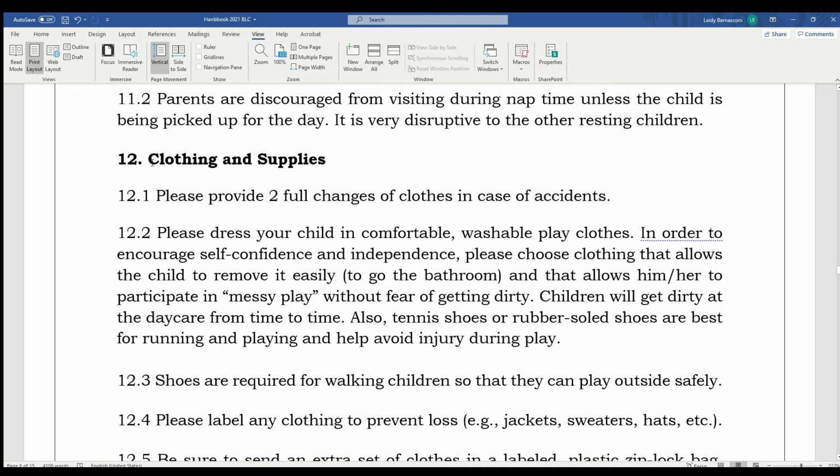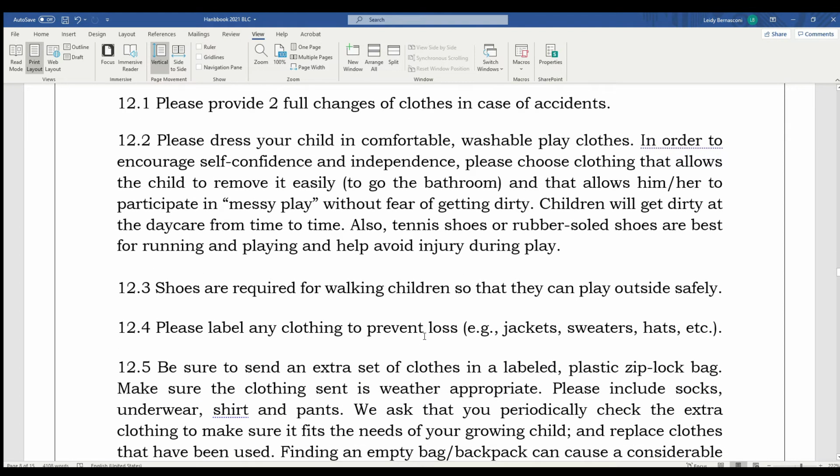I also ask here, number 12, clothes and supplies. I always ask them to bring me 2 changes of clothes. I always have messy days. We have outdoor play. I require shoes, and most of the time it's going to be tennis shoes because I want the kids to go outside and always protect their toes.